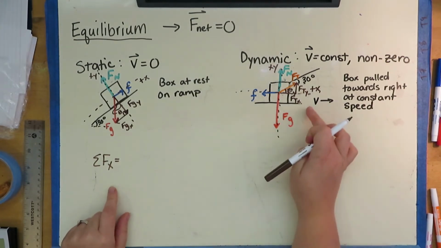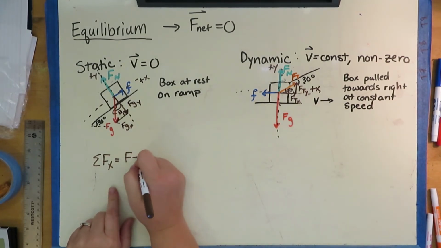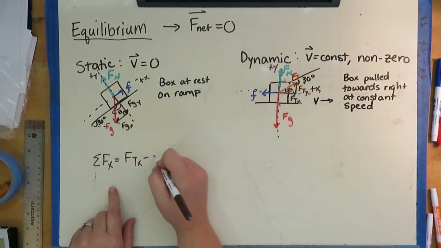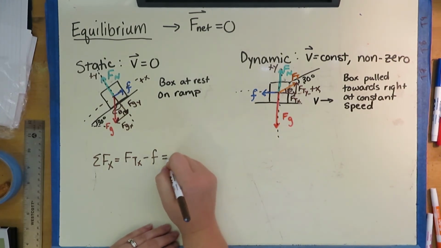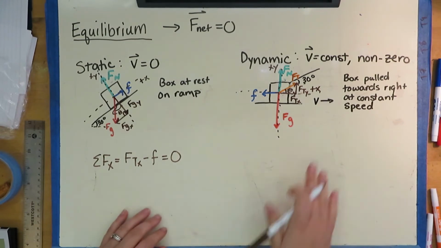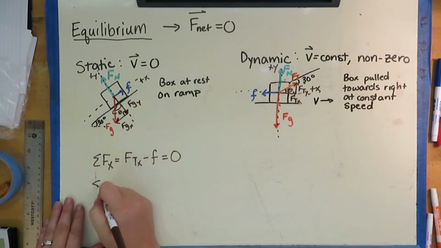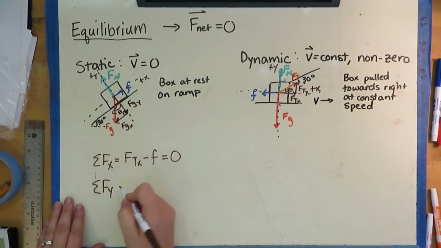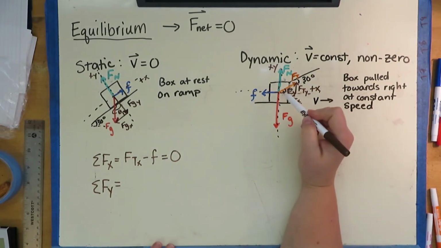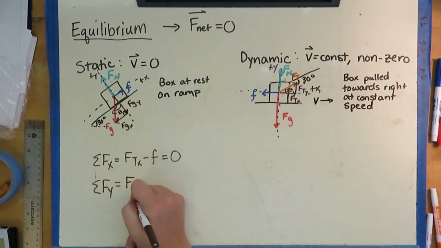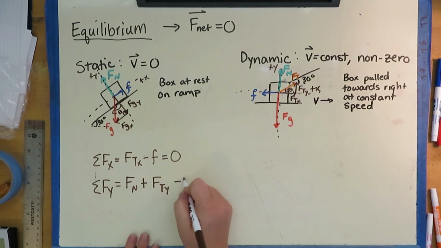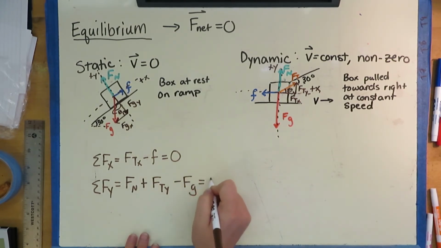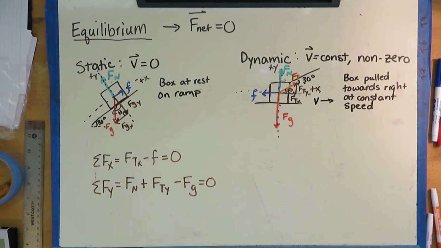So in the x direction, I would have Ftx in the positive direction minus my friction force, and that's going to equal 0 because I'm moving at a constant speed. There's no acceleration. In the y direction, I'm going to have my normal force and the y component of my tension minus my gravitational force, and that has to equal 0. So I can then write equations for these.